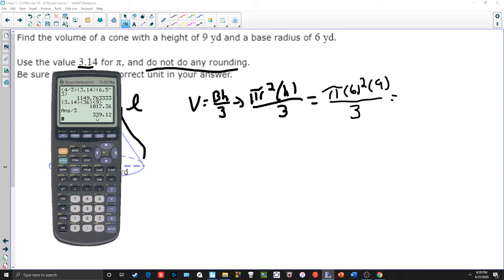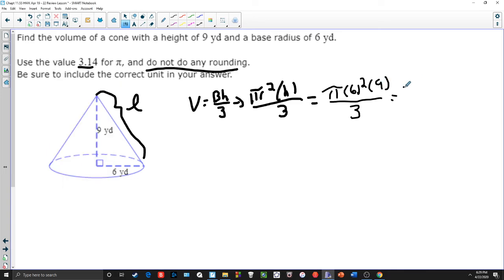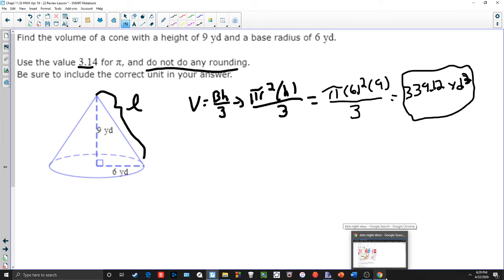And we get 339.12, and this would be in yards squared. Not yards squared, sorry, yards cubed, because it's volume. So it'd be cubic yards. Almost made a mistake there. But as we know, I'm not always right, but I'm never wrong. So that would be how much volume it takes to fill up this cone here.